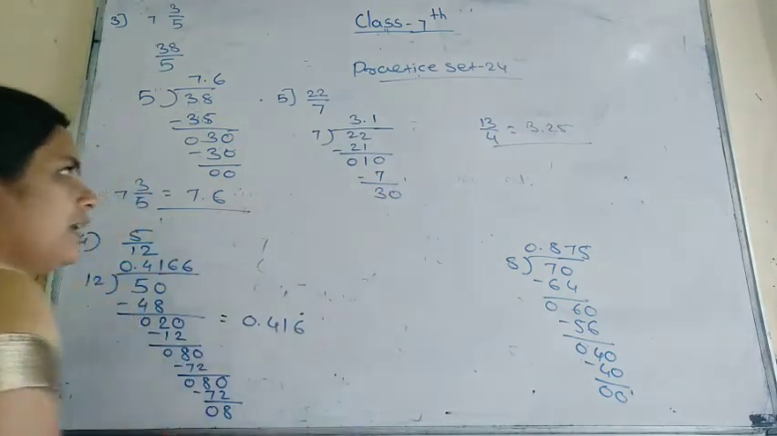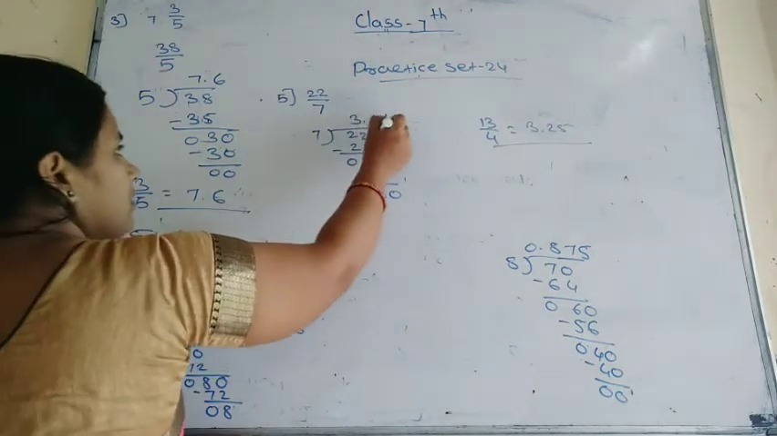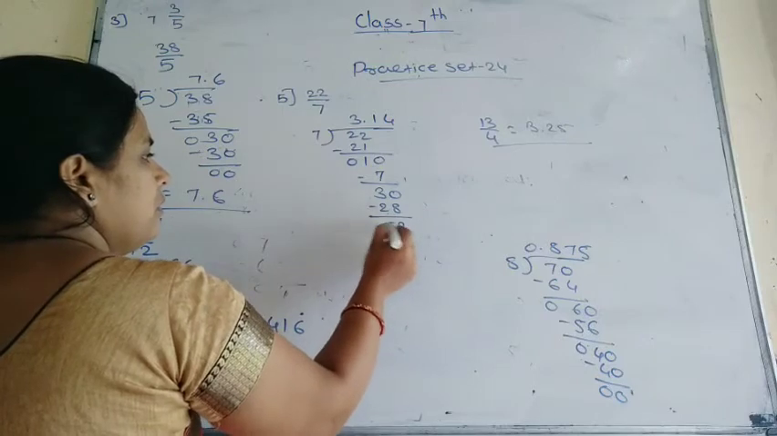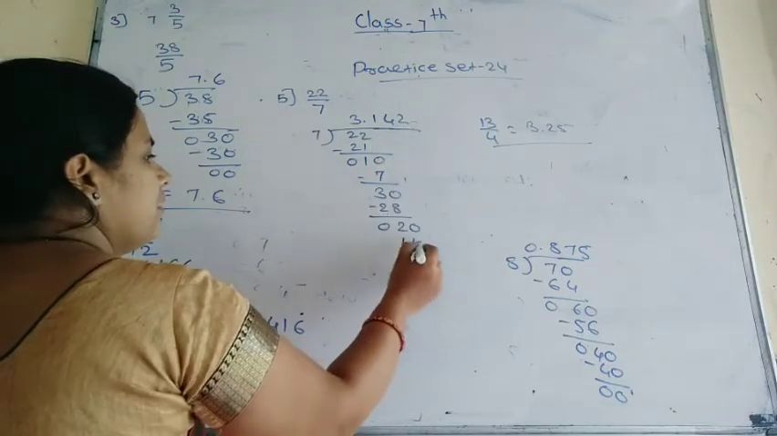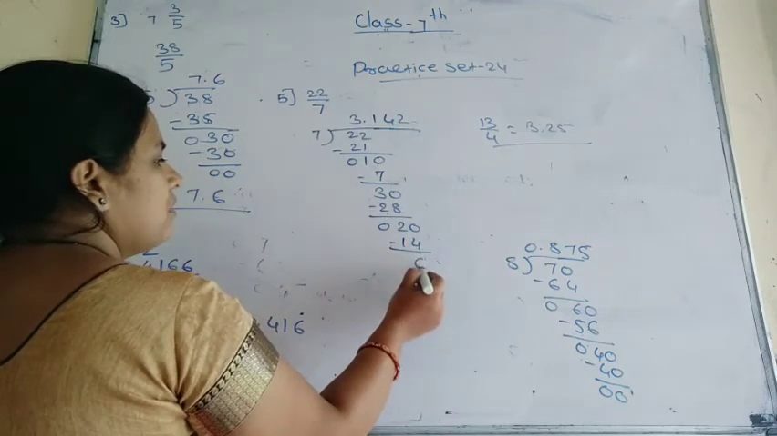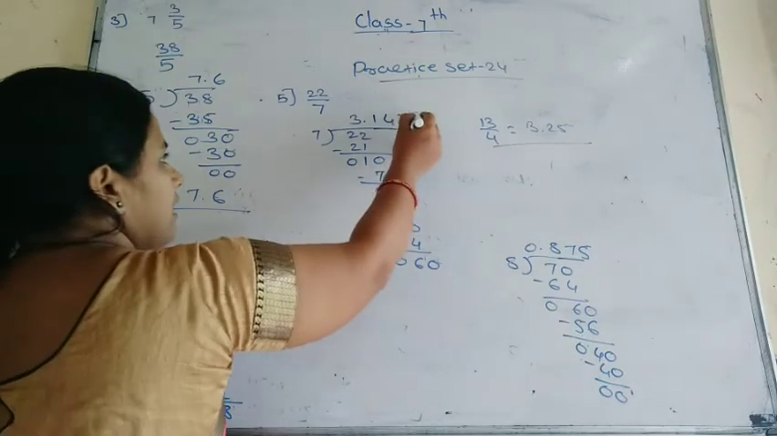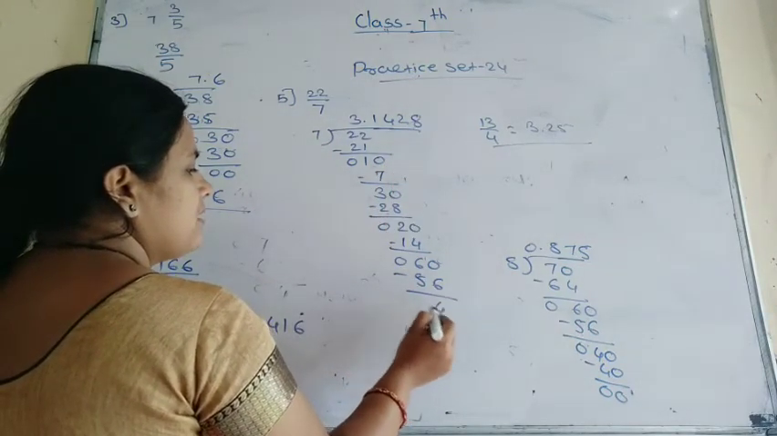Again you take 10. 7 times 2 is 14, 7 times 4 is 28. 28. Here 10 minus 8, 2. Then 10. Again 7 times 2 is 14. Then 10 minus 4, 6. Again you take 10. 7 times 8 is 56. 56. 10 minus 6, 4.